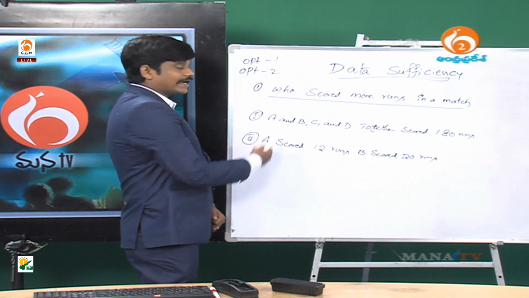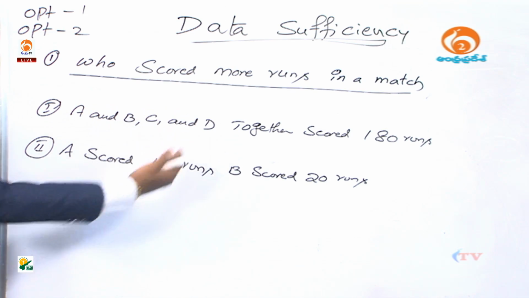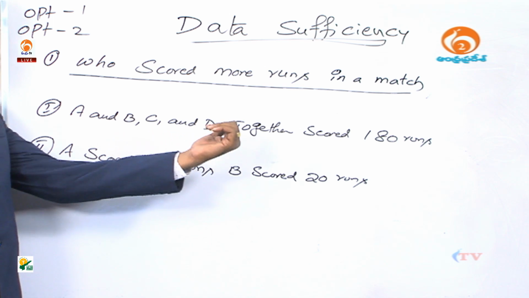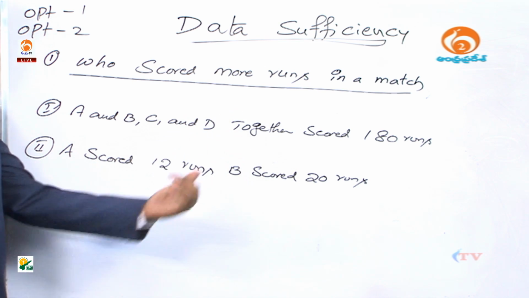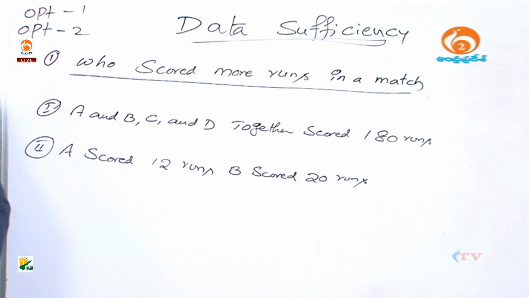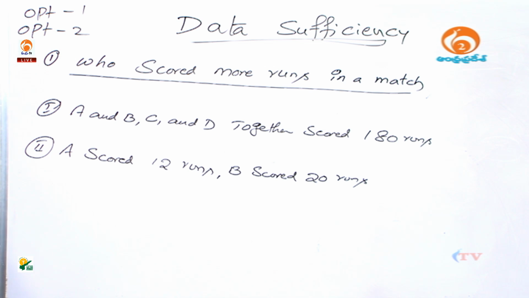That means all together 4 members scored 180 runs. Maybe A scored 20 runs or 40 runs or 50 runs, and B scored 10 or 20 or something, and C scored either 10 or 50 or 100, anything, D scored either 80 or 60 or 30 or 40, something. Next, from the second conclusion, A scored 12 runs, B scored 20 runs in that match, right. By using 1 and 2, can you conclude the given question or not? First of all, check it.